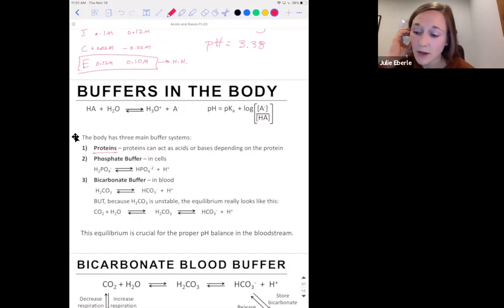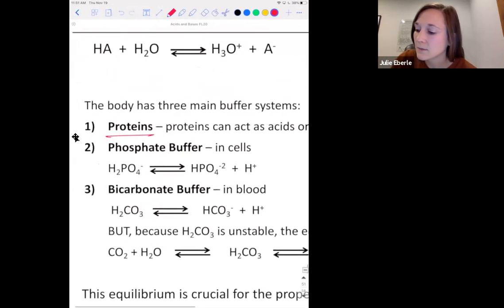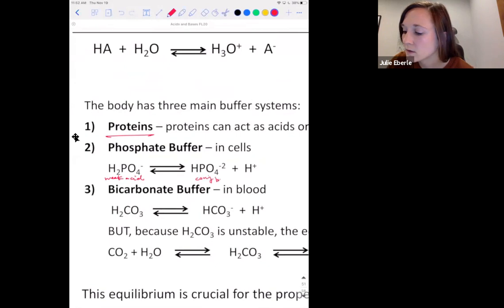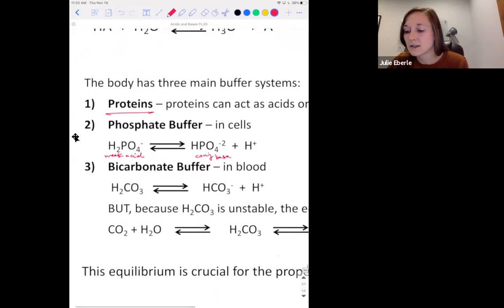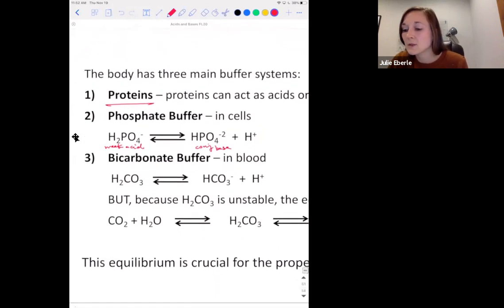In your cells, you have a phosphate buffer system, okay? And that looks like this. This one is the weak acid, and this one's the conjugate base. All right, and that maintains the pH it needs inside cells. And then this one is the one we're going to spend the rest of the day talking about, bicarbonate buffer. This is your blood buffer system.